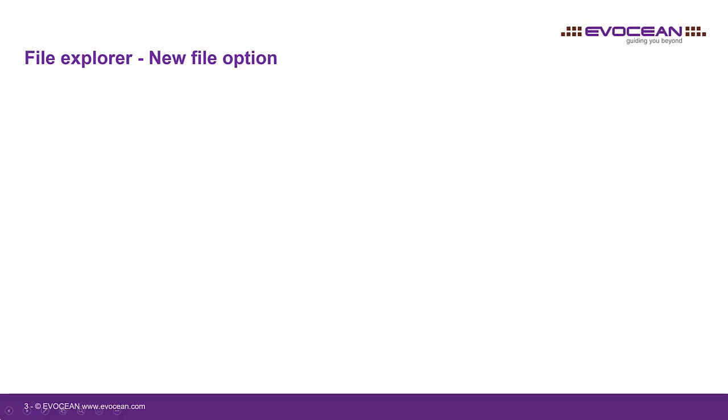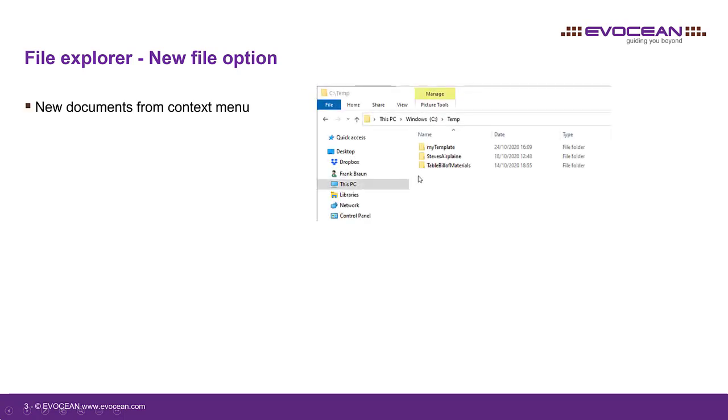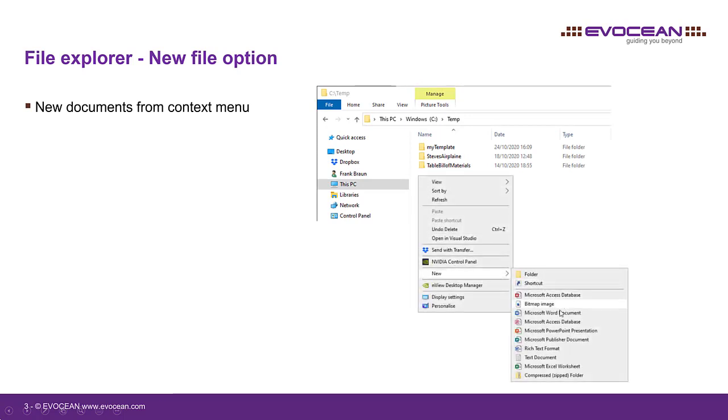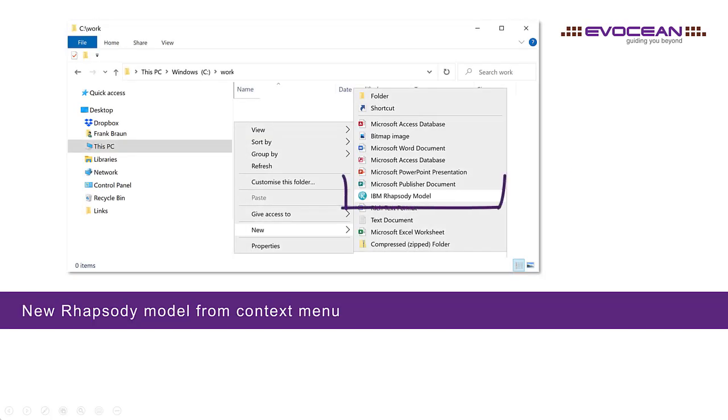Everyone who uses the Windows File Explorer, for example, knows the feature from which you can create new Office documents extremely fast directly from its context menu. Wouldn't it be great if we could do the same for the Rhapsody model? Is this possible? Yes, it is, and it works. How? That's what I want to show you today.